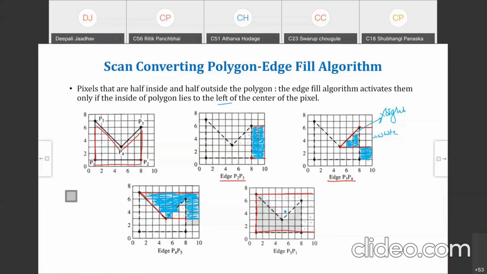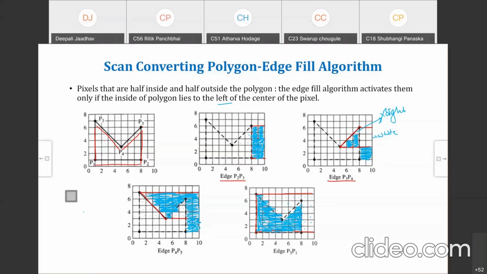Now the next one. Okay, so all this becomes white, and whatever is white, this one, this one, this one, all these are white, these all become blue here. And you can observe here the polygon is filled with the blue color. The entire polygon is filled with the blue color in this way.